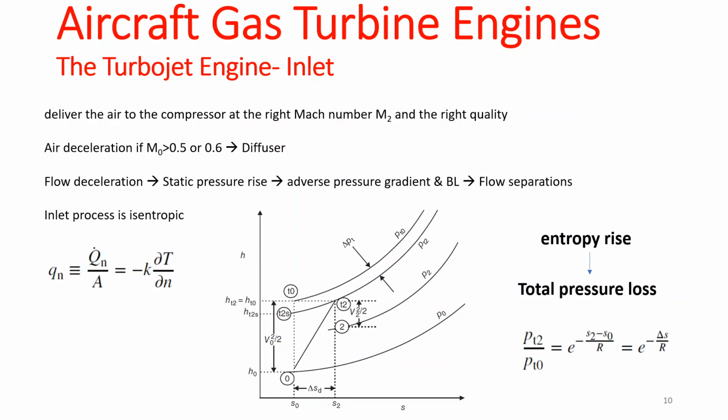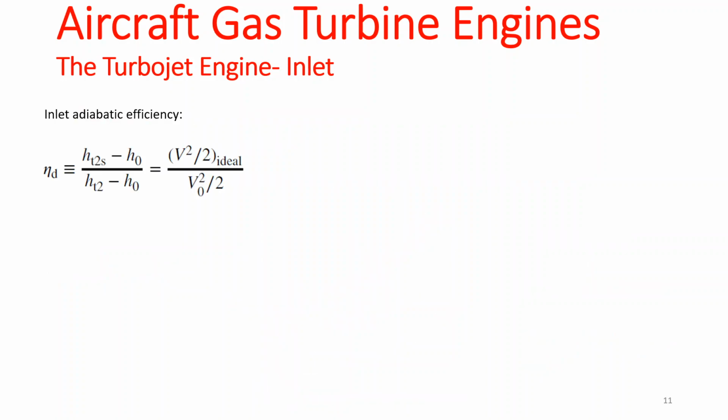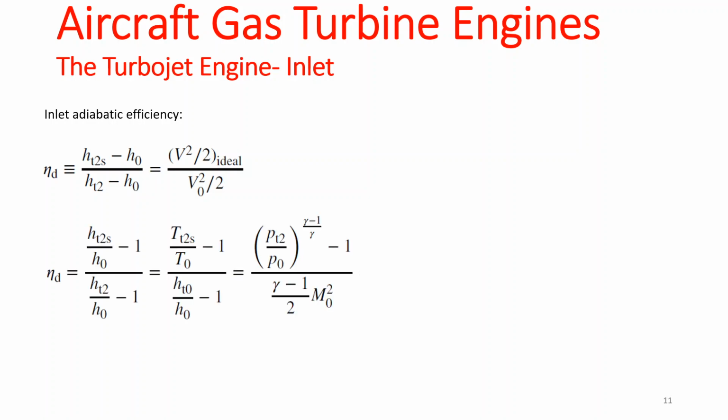So the efficiency definition in an inlet, in a diffuser, looks a little weird. It is ideal over the real case because your total enthalpy will end up being larger than your ideal case, right? So the difference between 0 and 2 is going to be larger than the real case, right? Is this clear?